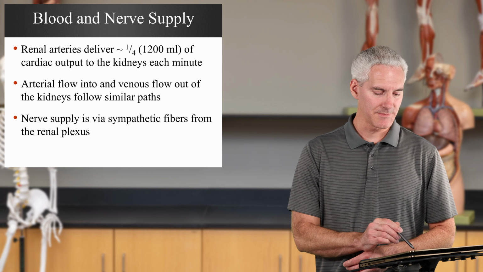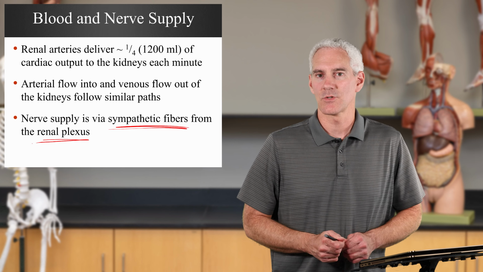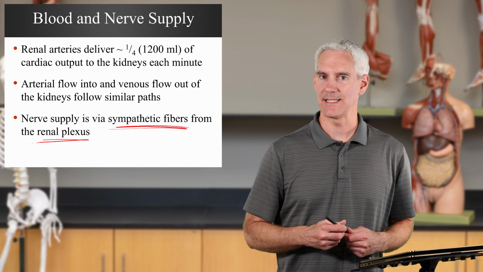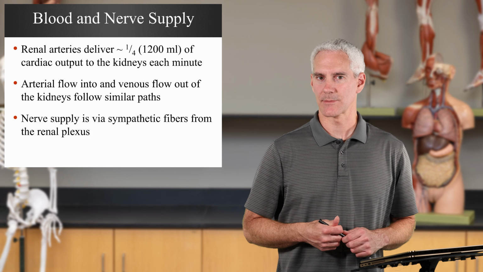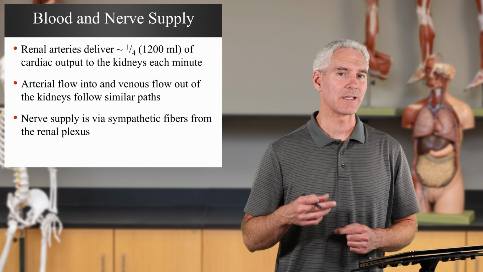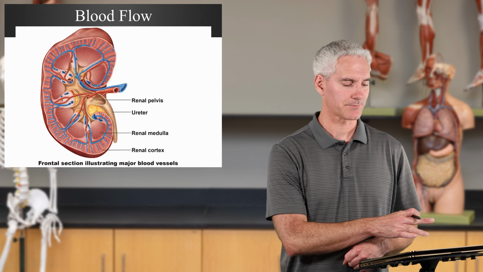Now, the nerve supply comes in sympathetic fibers via the renal plexus. So we have the renal plexus controlling the kidneys in this case. So, blood flow and nerve supplies. What we need to do now is look into the individual names of all these blood vessels.